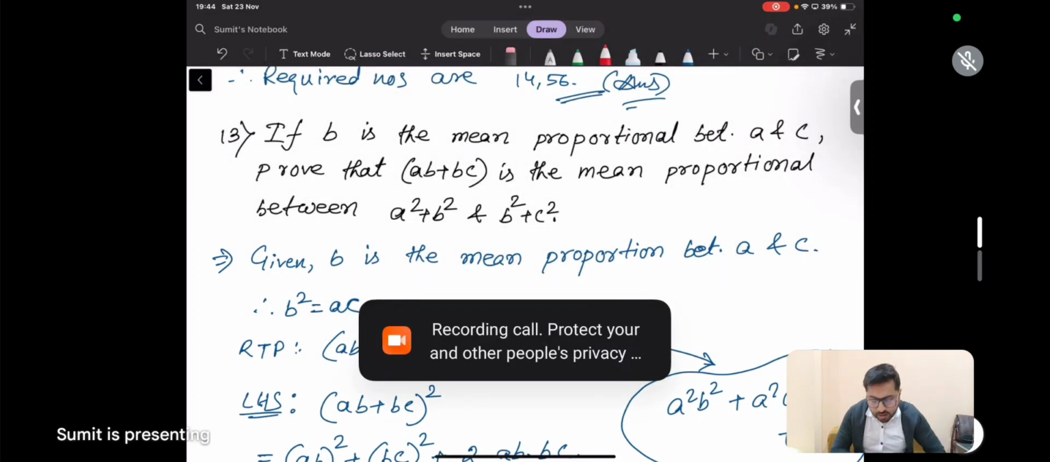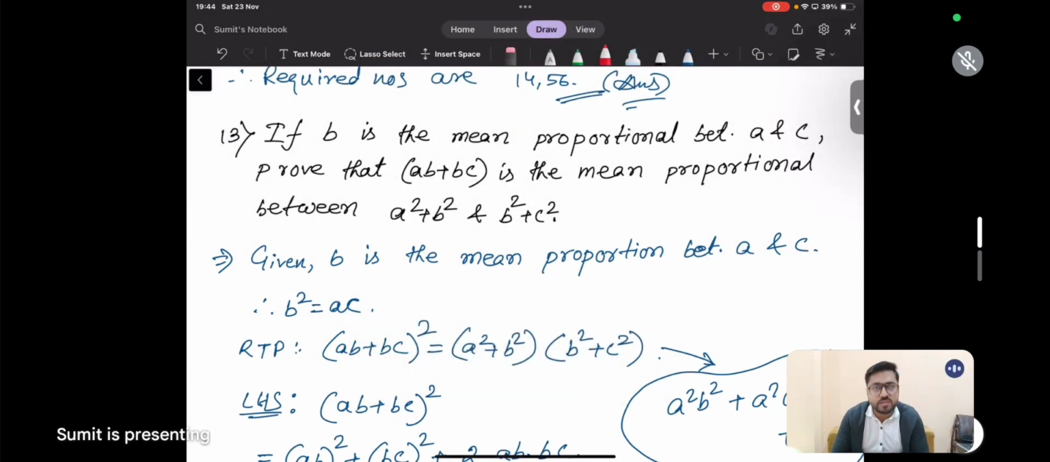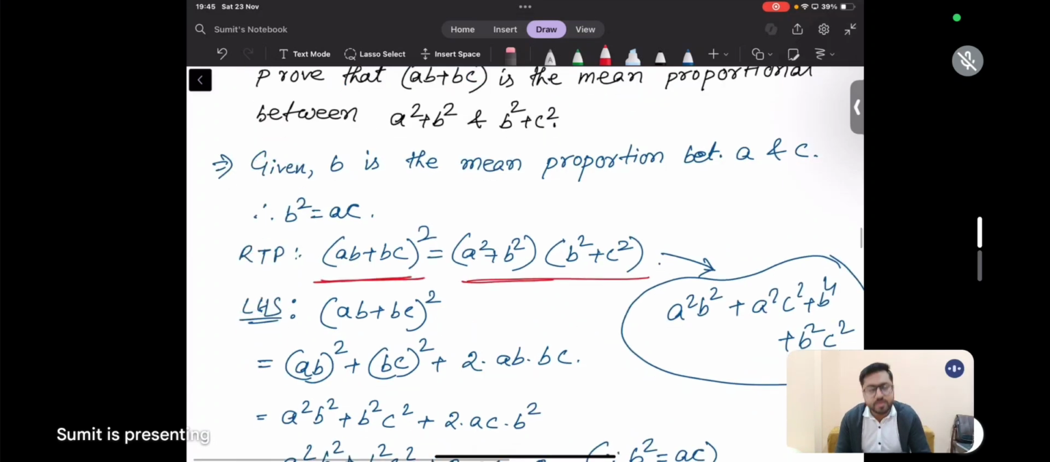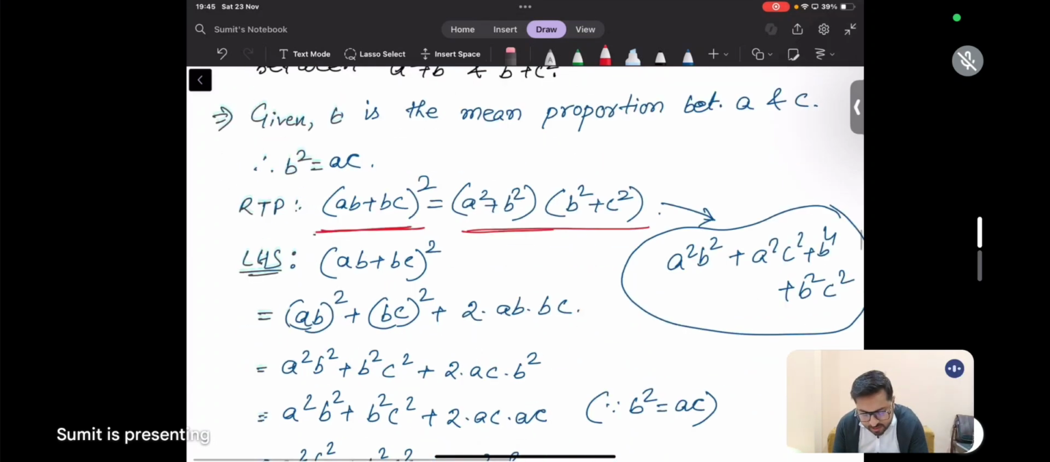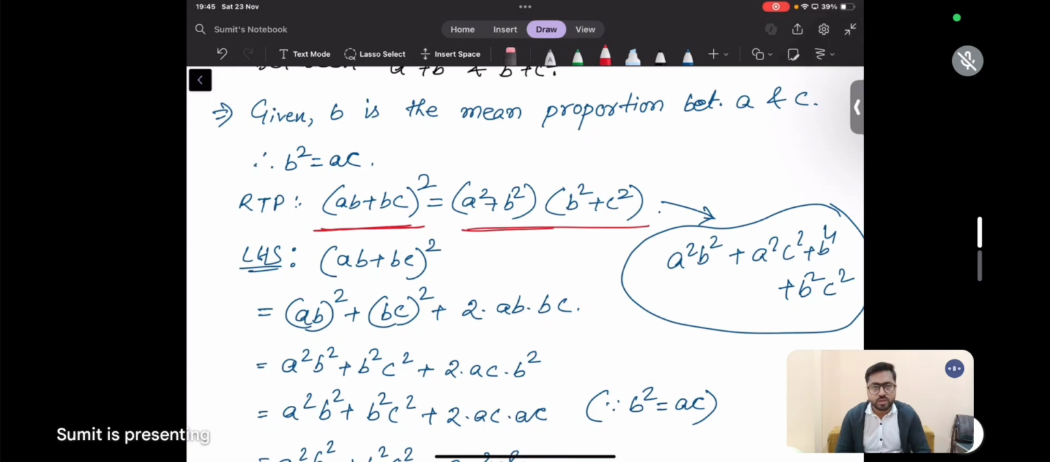ইজ দ্যাট এই B স্কোয়ার ইকুয়াল টু AC গিভেন আছে, তো রিকোয়ার্ড টু প্রুভ হচ্ছে কি AB প্লাস BC হোল স্কোয়ার ইজ ইকুয়াল টু A স্কোয়ার প্লাস B স্কোয়ার ইন্টু B স্কোয়ার প্লাস C স্কোয়ার, এটা রয়েছে। তো LHS টা নিয়ে আমি এখন কাজ করব। If you take LHS AB plus BC whole square, যদি এটা না হয় তাহলে কি আসবে?